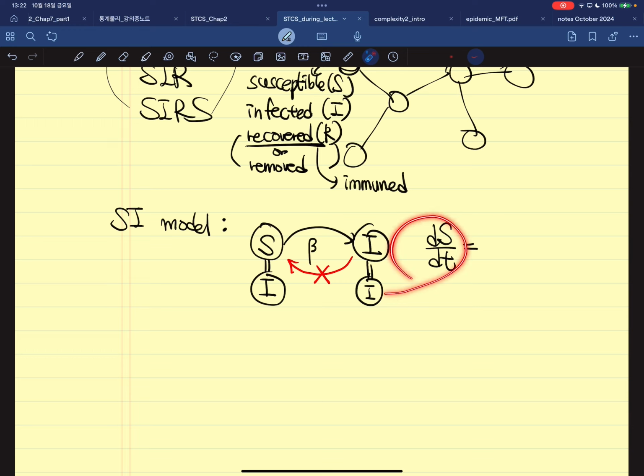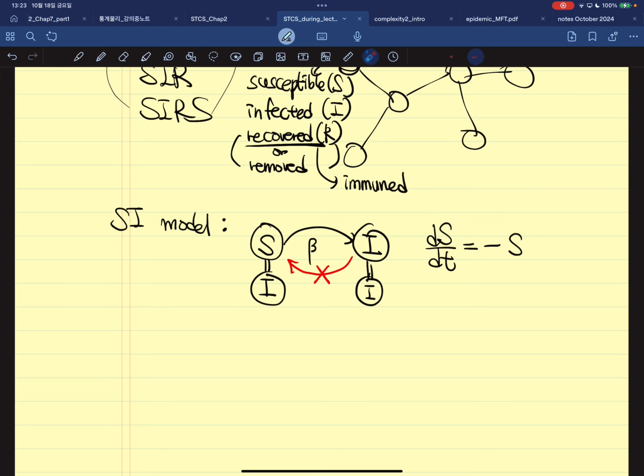But what's the terminology then? Let's put this minus sign here first, because it always decreases. But we can consider that, suppose we don't have any susceptible individual left, then there's nothing to be decreased more. So you can consider that the rate of decrement of this susceptible population should be proportional to the susceptible population itself.